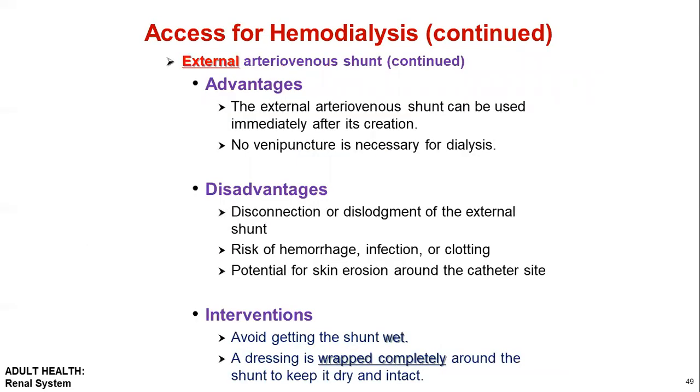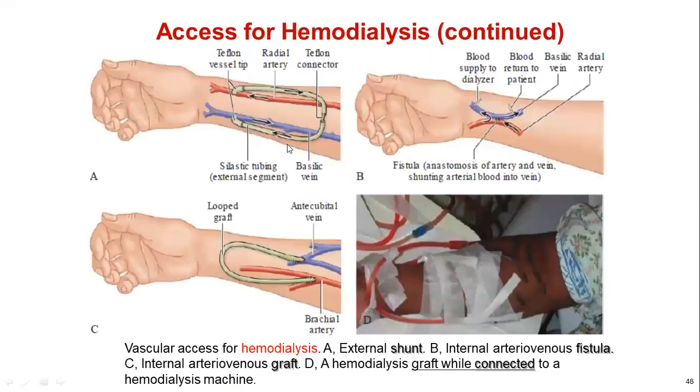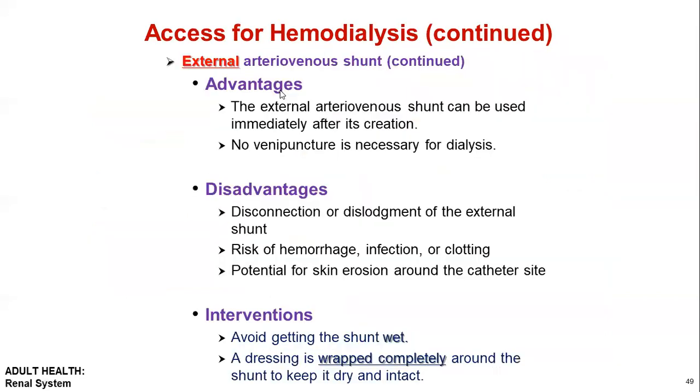And next, what are the advantages of the external shunt? The external arteriovenous shunt can be used immediately and no venipuncture is done. Disadvantages: it can disconnect or dislodge easily. Also risks of hemorrhage, risks of infection, or risks of clotting. Potential for skin erosion.